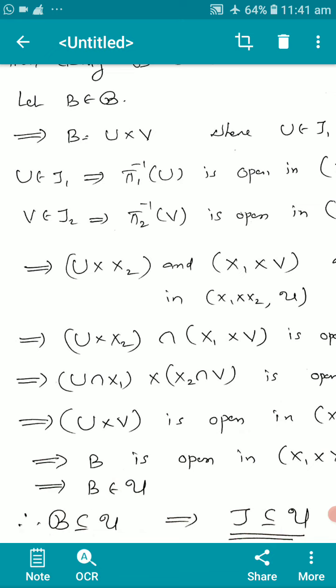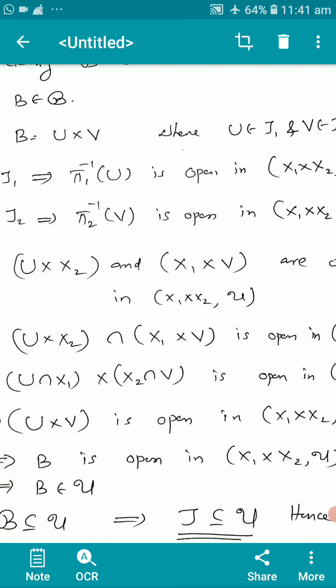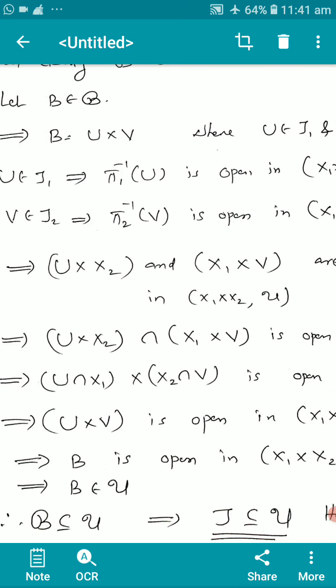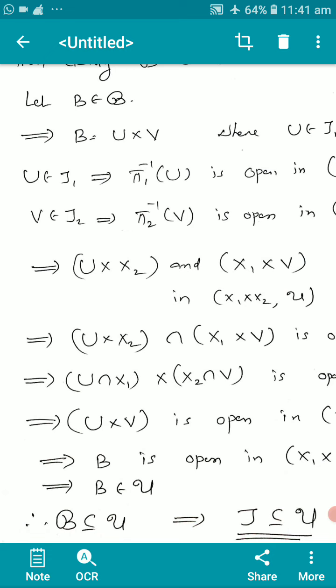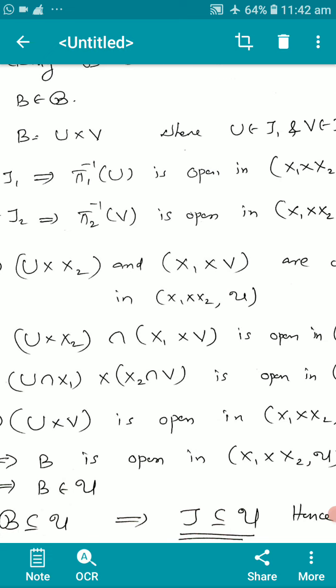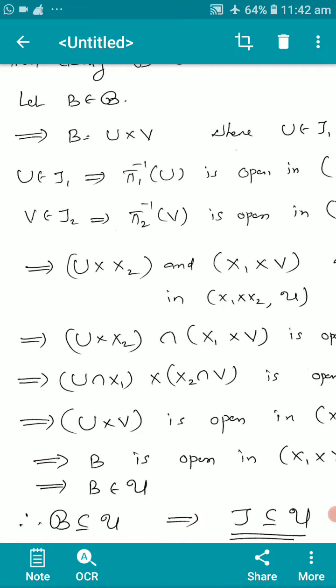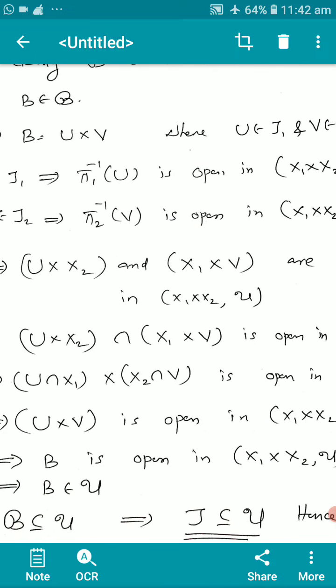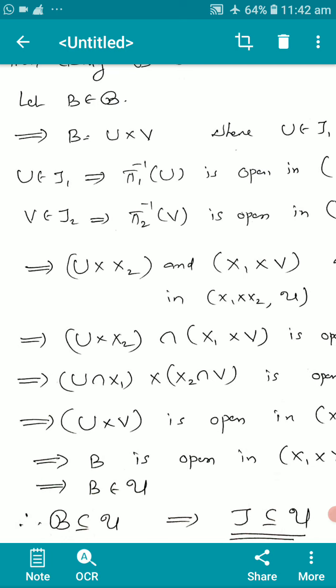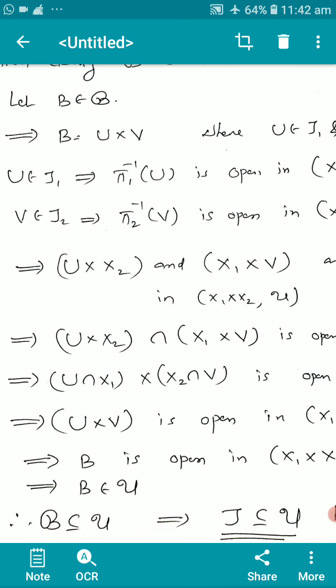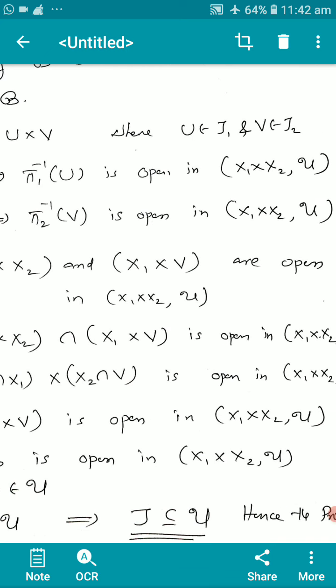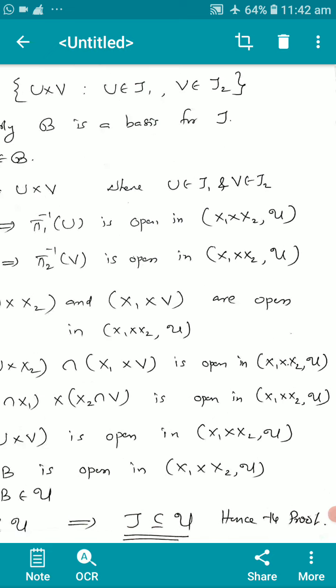Rewriting u cross x2 intersection x1 cross v, that is u intersection x1 cross x2 intersection v, is open in x1 cross x2, U. What is u intersection x1? It is u. x2 intersection v is v. So u cross v is open in x1 cross x2, U. Or B is open in x1 cross x2, U. Or B is an element of the corresponding topology U. So basis B is a subset of or equal to U, or topology tau is a subset of or equal to U. Hence the proof.